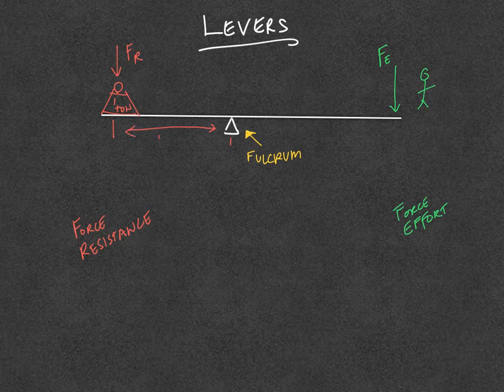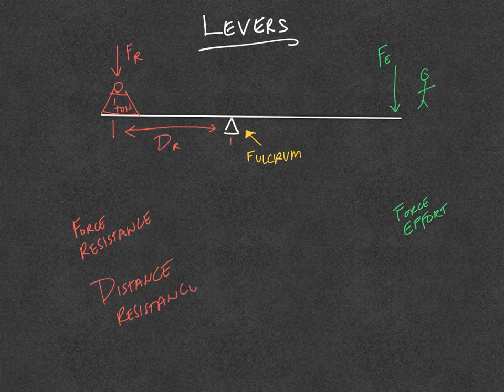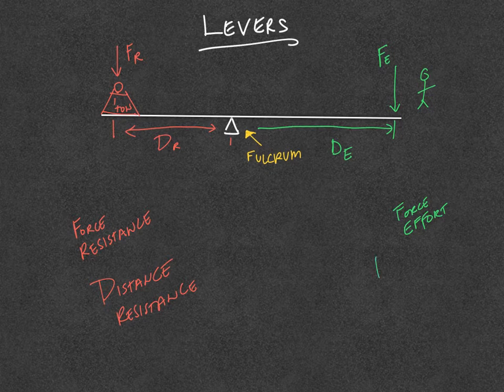We also are going to note the distance from the pivot point for each of these. On the red side here, this is the distance of resistance, and it's measured from the center of mass of the force to the fulcrum. Same thing for the effort side, from the center of mass to the fulcrum. This is the distance of effort, noted DE. So we get a lot of letters, DE, DR, FE, FR, but they're really just abbreviations for the distance and the force.